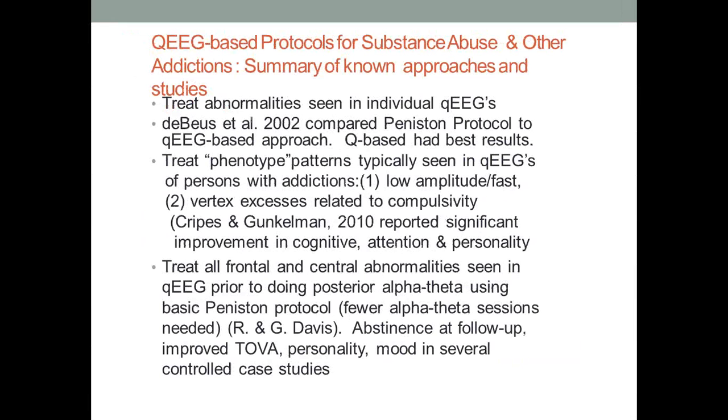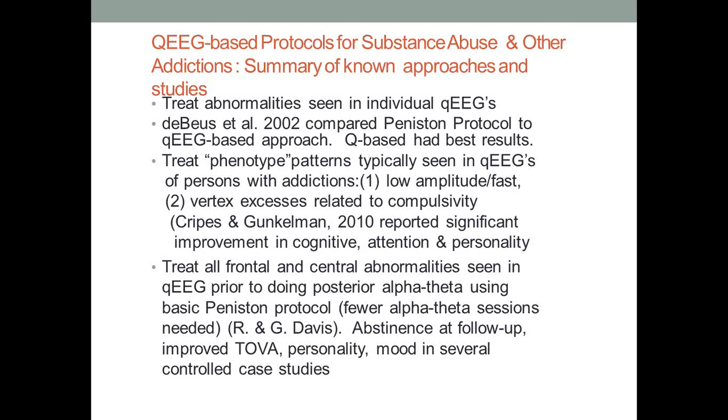I've started doing this. There are others out there as well that I found were doing pretty much the same thing. You do the maps, you treat the abnormalities seen in the individual QEEGs. Roger Dubuis has a 2002 paper comparing the Peniston protocol to a QEEG-based approach, and the QEEG had the best results. Treat the phenotype patterns typically seen in the QEEGs. Persons with addictions are generally going to be the low amplitude fast or the vertex excesses.